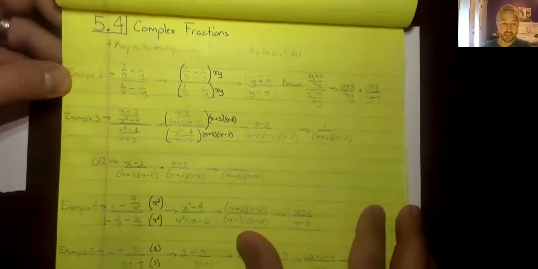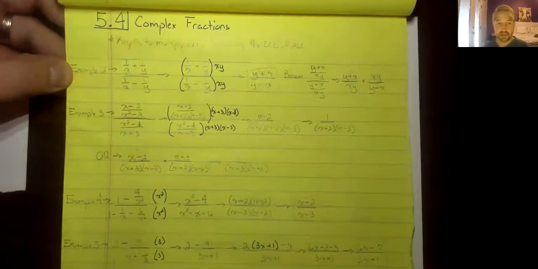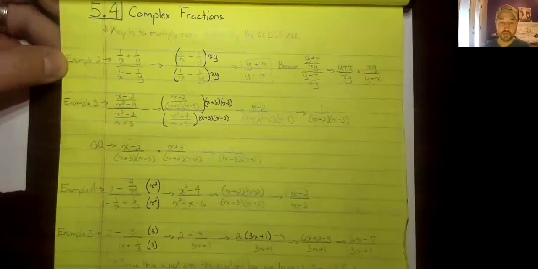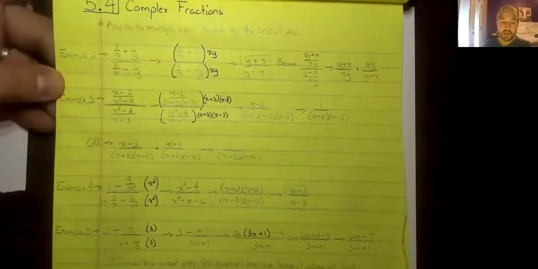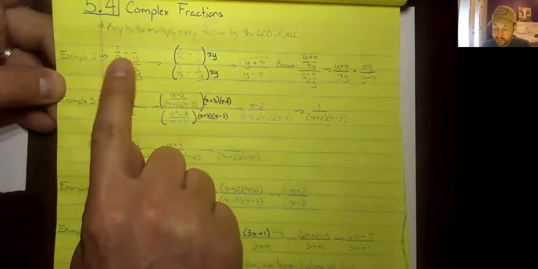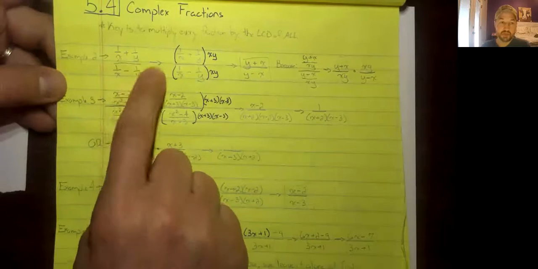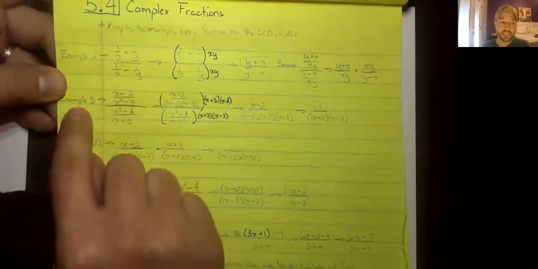I show the why in class. In here, I'll just show how to do it. You can pause this again if you want to look at any of these more in depth. And there's different ways to do them here. When you get separate fractions on the top and separate fractions on the bottom, multiply everything by the LCD.